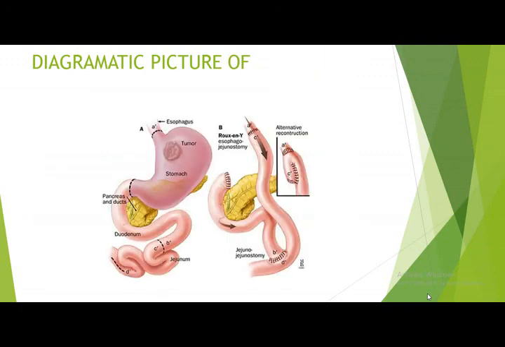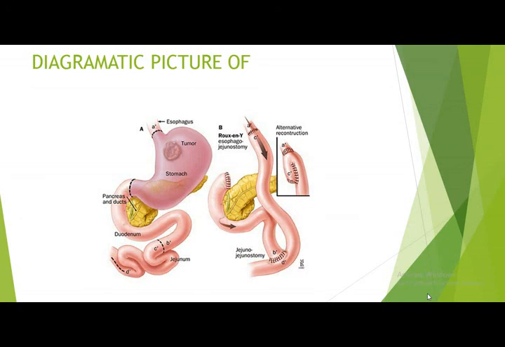Here is the diagrammatic picture of the Billroth 2, and here you can easily see the gastrojejunostomy. Okay, you cut from the area which is shown. Okay, and here the total gastrectomy is being done, and Roux-en-Y esophagojejunostomy is done. That is done for the carcinoma of the stomach cases, where the proximal area of the tumor is there.